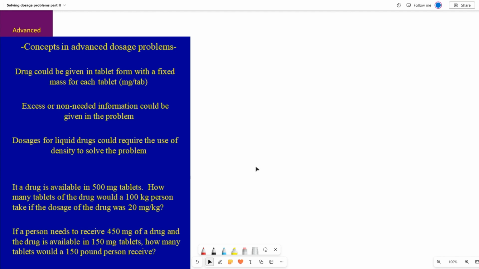Hello, fellow chemists. In this video, we're going to take a look at some advanced dosage problems. This is labeled an advanced video because it does assume that you understand the basic concepts of dosage, how to convert back and forth between mass of patient and mass of drug, and also that you have some basic understanding of how to use dosages and densities to solve for liquid drugs.